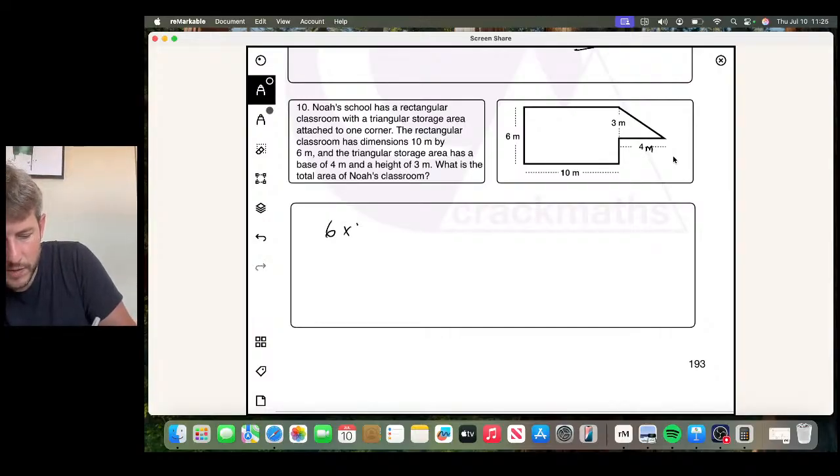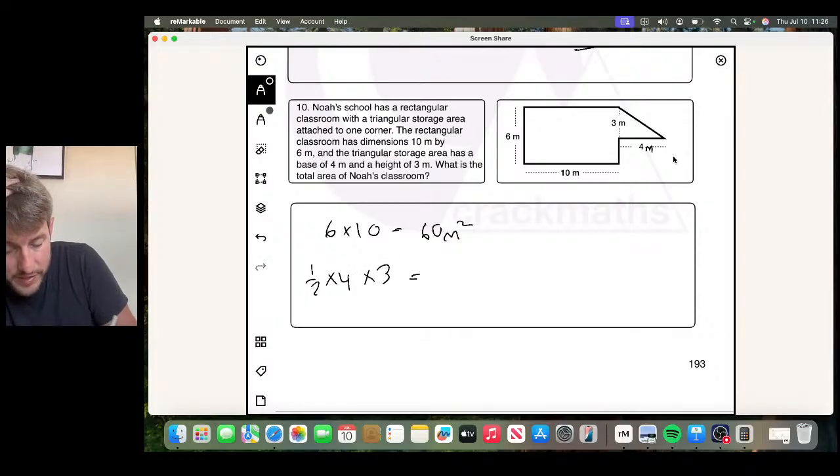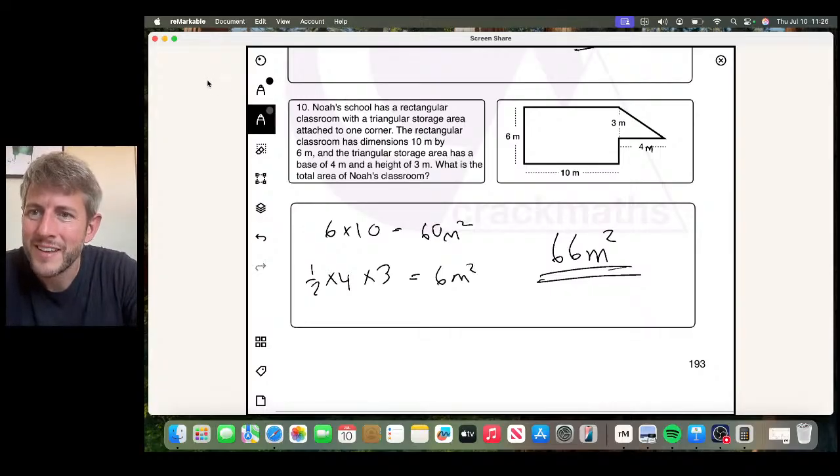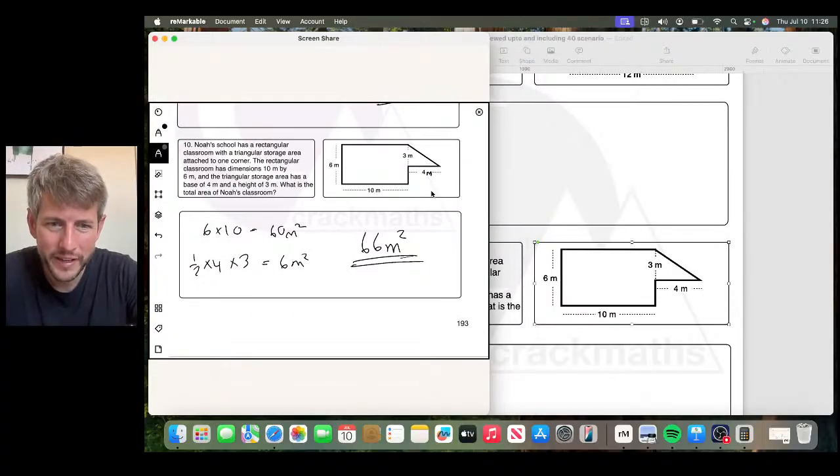What is the total area of Noah's classroom? So we've got 6 times 10 equals 60 meters squared. And then we've got a half times 4 times 3 equals 2 times 3, which is 6 meters squared. So combined, it'll be 66 meters squared. And that's the last question there. Let's get these marked. And then we are well over halfway now.